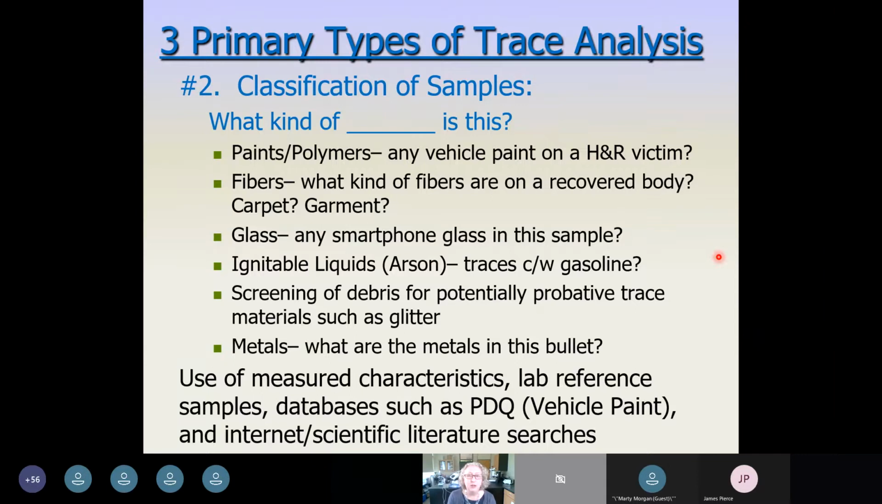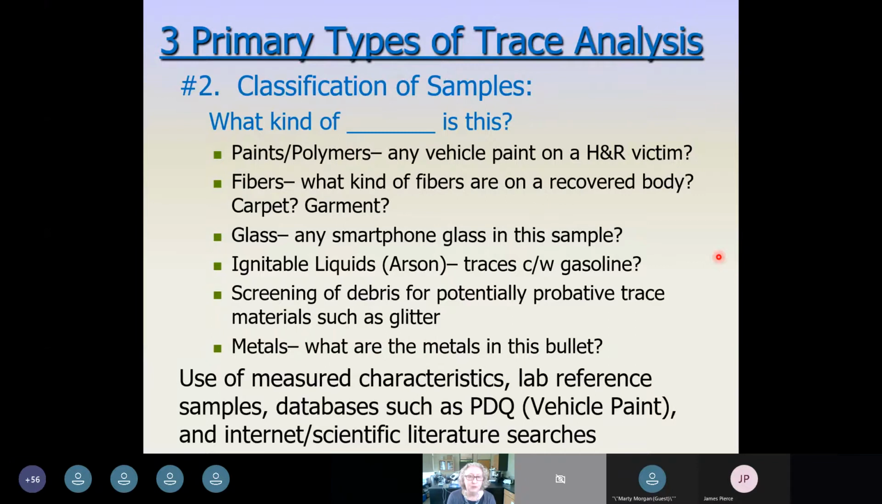We might look for a hit and run victim and see, is there any vehicle paint on this person? We've also done similar work if there is a recovered body out in the woods. What is on the body? What types of trace evidence are here that might be useful? Are there fibers? Are there wood chips? Are there specks of glitter? You know, what is here and what can we categorize it as that might be useful later on? For glass, we might try to figure out what type of glass it is. Is it smartphone glass versus container versus vehicle or building window?